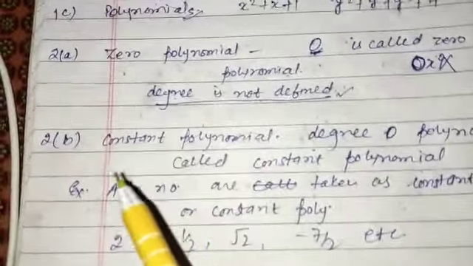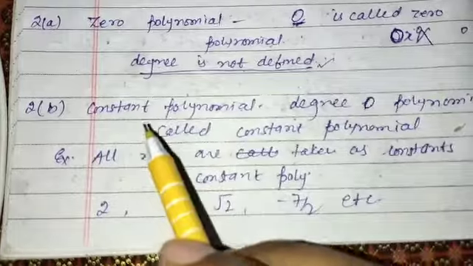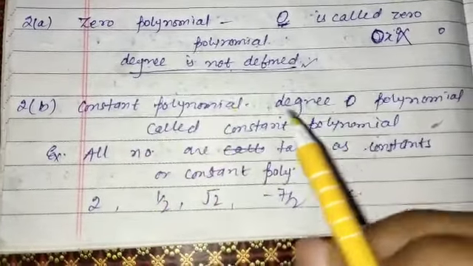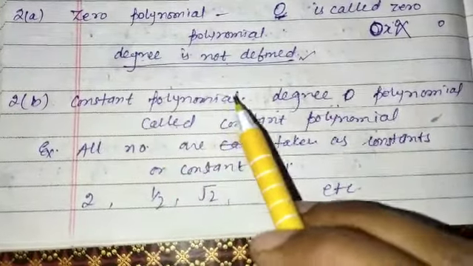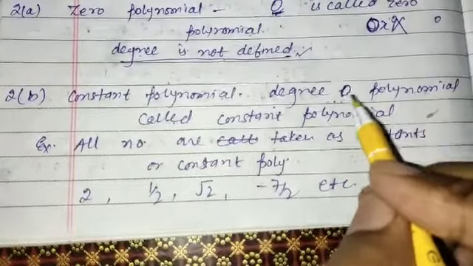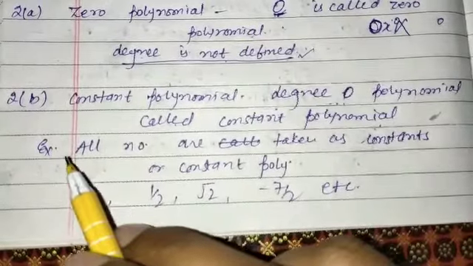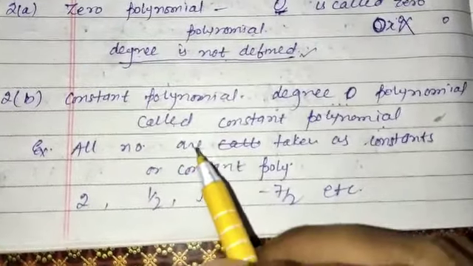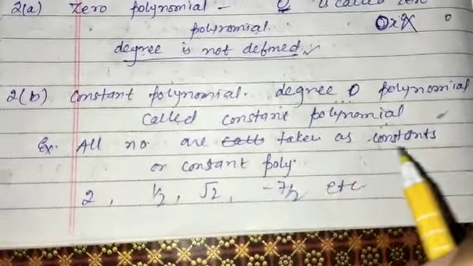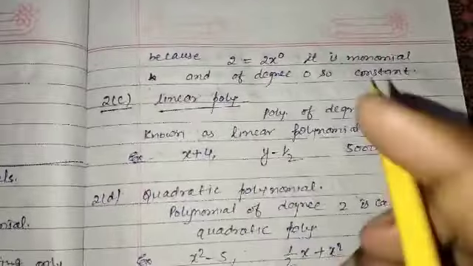So move on to the second definition. We started from 0, and the degree of 0 is not defined. Now we will move towards degree 0. If a polynomial has degree 0, then the polynomial is called a constant polynomial. If the degree is 0, then it is called a constant polynomial. How? Just simply, for example, all numbers. You have studied natural numbers, integers, fractions, rational numbers; all numbers are taken as constant polynomials. Why? These are the examples. We will just take a look at why it is known as a constant polynomial.